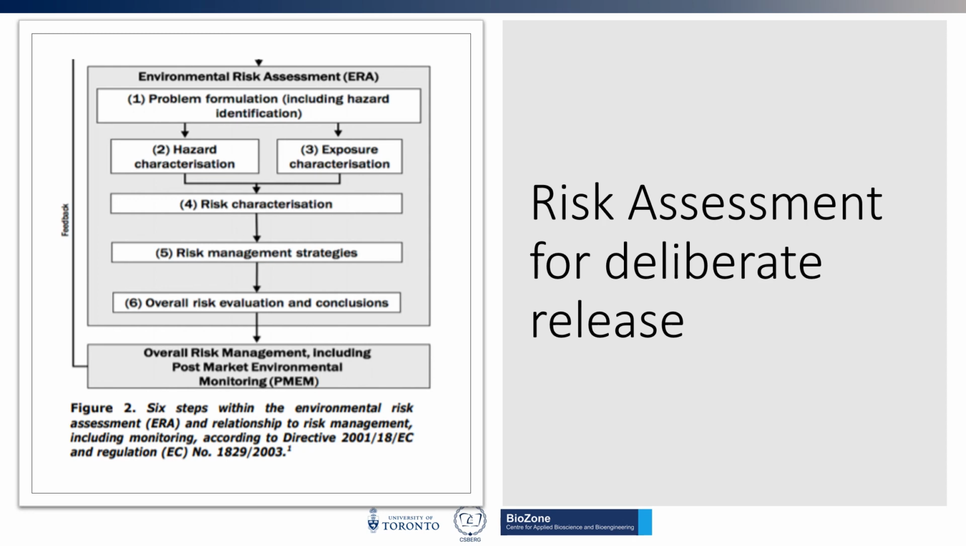Now you have to talk about to what extent people will be exposed, or the environment will be exposed, and to what concentration they will be exposed. Based on those two factors, you characterize the risk, and you decide on a risk class and the risk management strategies that you need to have in place in order to mitigate that risk. And then you can come up with an overall risk evaluation and conclusion.